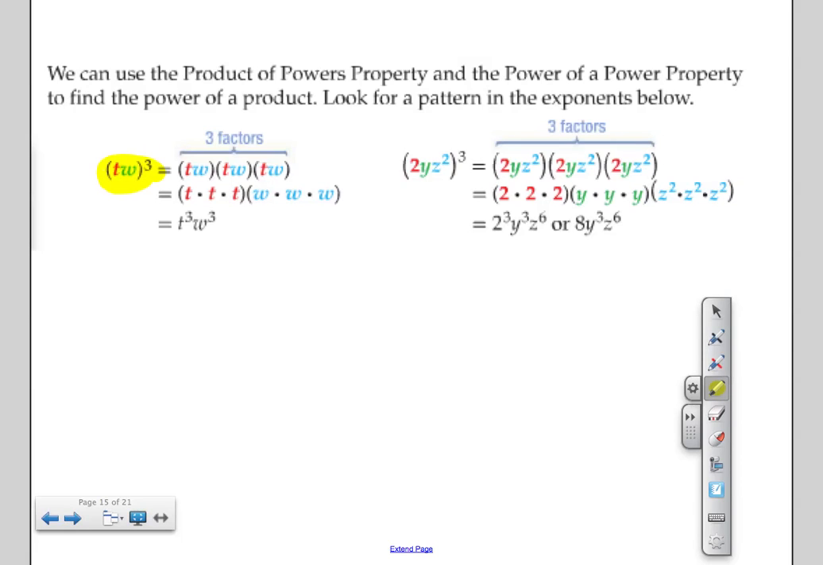Here we have tw to the power of 3. Well, that means there are 3 of these tw's. There's 1, 2, 3 of them, right? So how many red t's are there in there? There are 3 red t's and there are 3 w's. So the solution, or the simplified expression here, would be t to the third, w to the third.